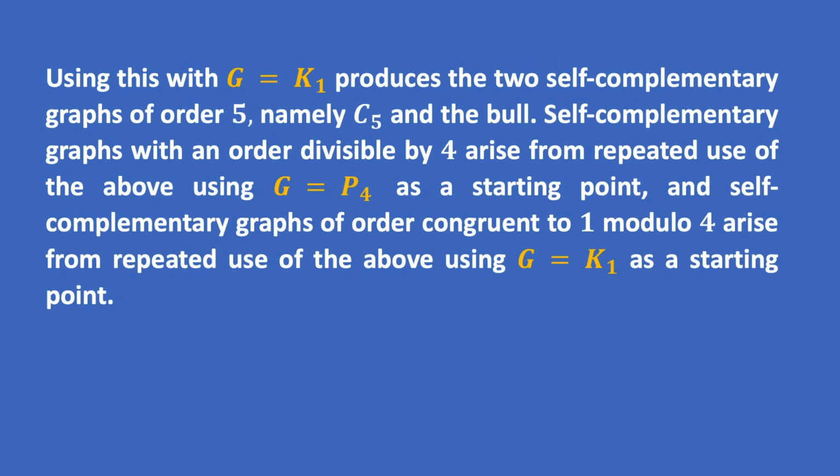Using this, with G isomorphic to K1 produces the two self-complementary graphs of order 5, namely C5 and the bull. Self-complementary graphs with an order divisible by 4 arise from repeated use of the above using G equal to P4 as a starting point. And self-complementary graphs of order congruent to 1 modulo 4 arise from repeated use of the above using G equal to K1 as a starting point.